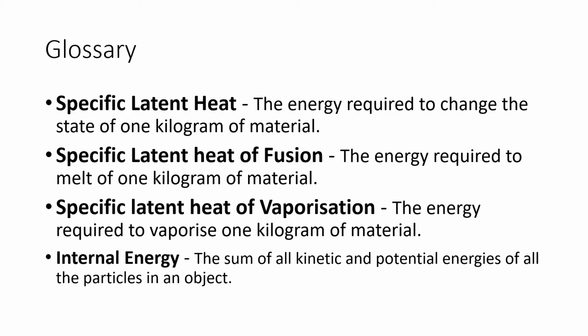So here's a glossary of our key terms. We have specific latent heat, which is the energy required to change the state of 1 kilogram of material. So that means from solid to liquid or from liquid to gas. And specific latent heat of fusion is the energy required to melt 1 kilogram of material. And specific latent heat of vaporization is the energy required to vaporize, that means to turn from liquid into gas, 1 kilogram of material. And finally, internal energy. This is the sum of all kinetic and potential energies of all the particles in an object.